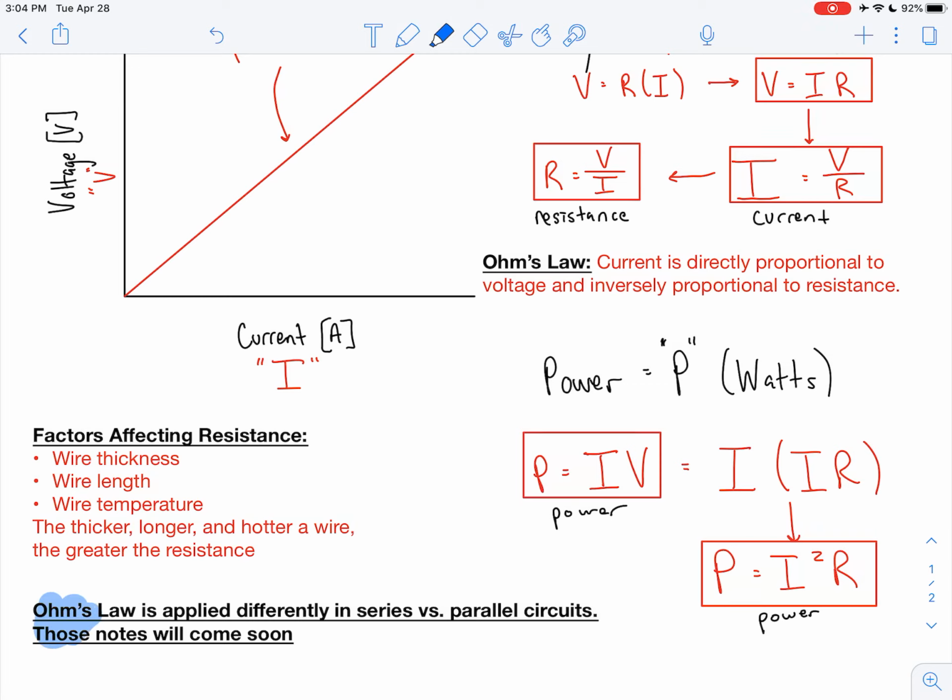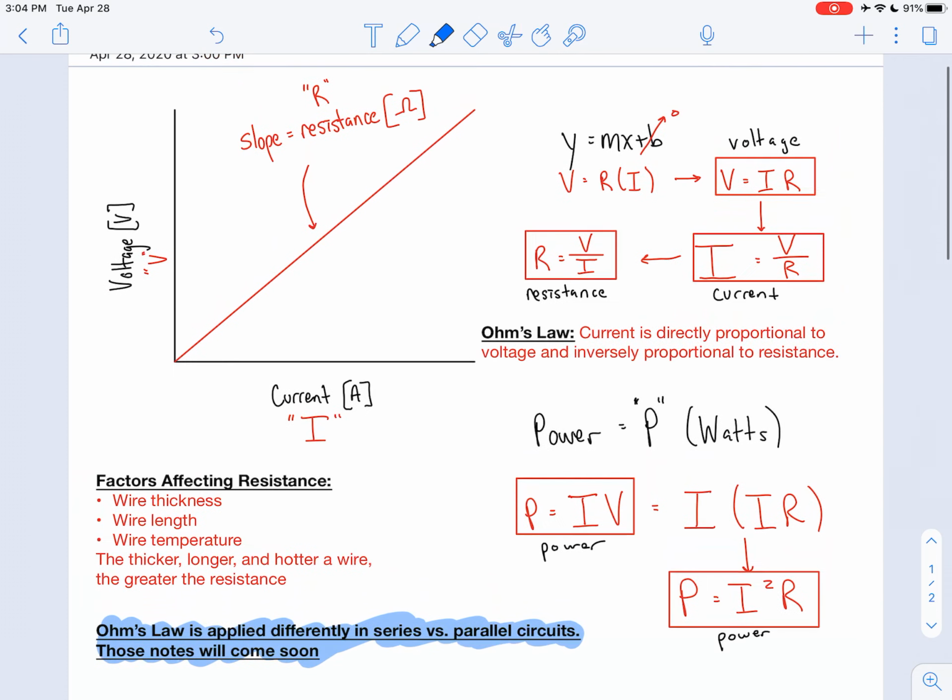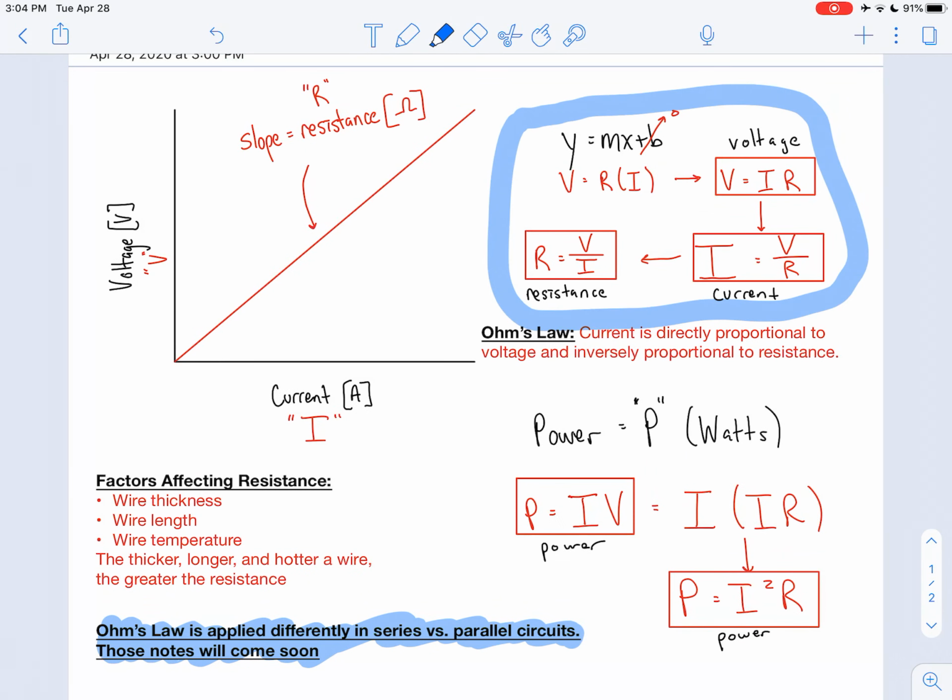One thing I want to note is that Ohm's law is applied differently in series versus parallel circuits. These notes will come soon. I want to use those notes to help you introduce the concepts for worksheet 3, but that'll happen after quiz 2. For your quiz, you will need to know how to use these equations.